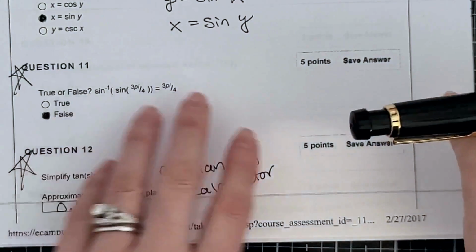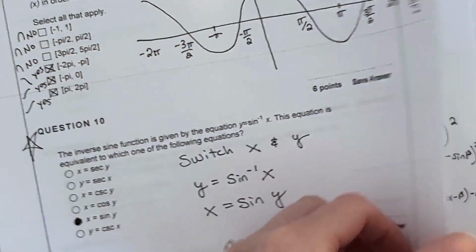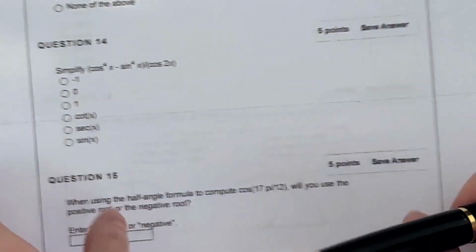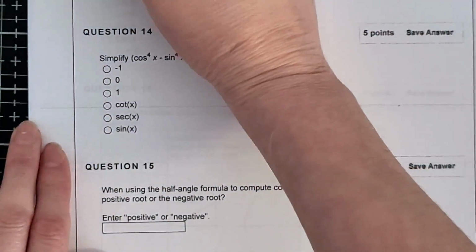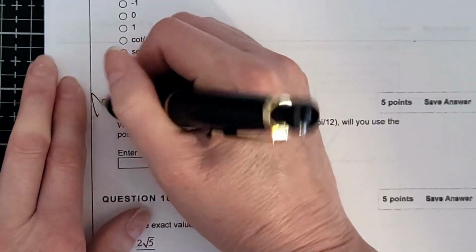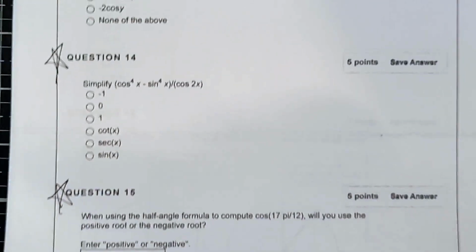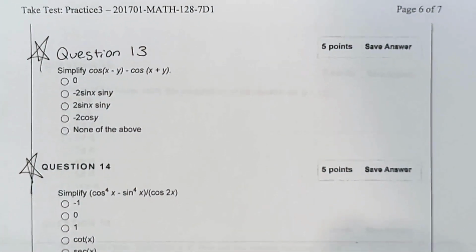All right, next page. So 13, 14, 15, and 16. Go ahead and star all of those ones. All of those ones, I saw similar ones on the test.